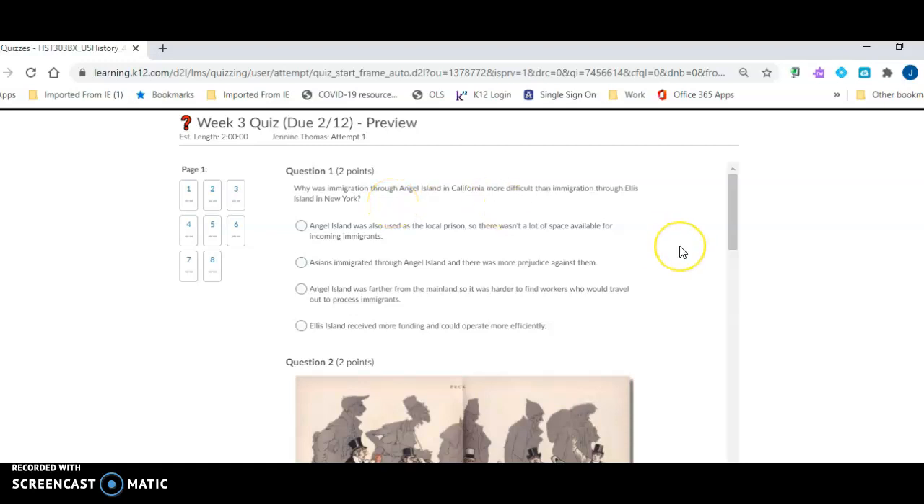Question 1. Why was immigration through Angel Island in California more difficult than immigration through Ellis Island in New York? Angel Island was also used as the local prison, so there wasn't a lot of space available for incoming immigrants. Asians immigrated through Angel Island and there was more prejudice against them. Angel Island was farther from the mainland, so it was harder to find workers who would travel out to process immigrants. Ellis Island received more funding and could operate more efficiently.